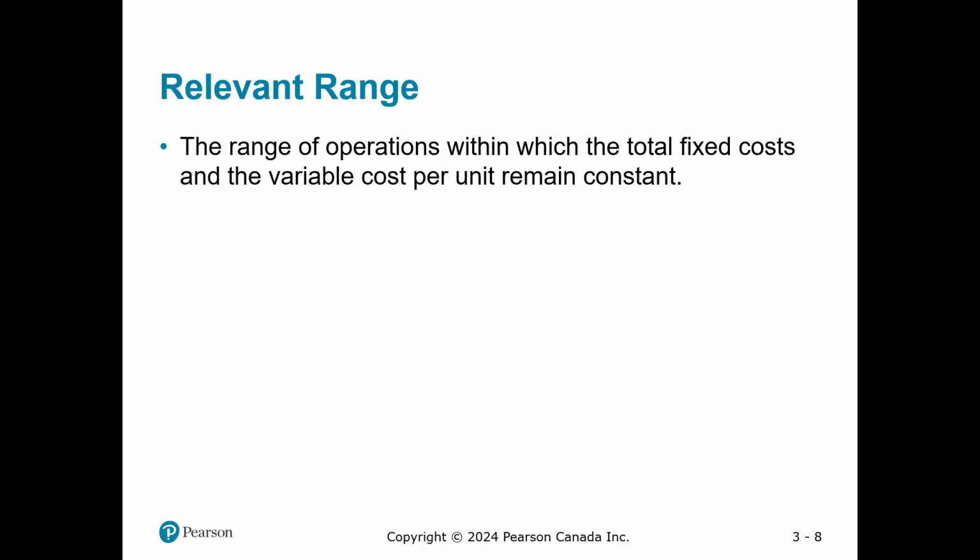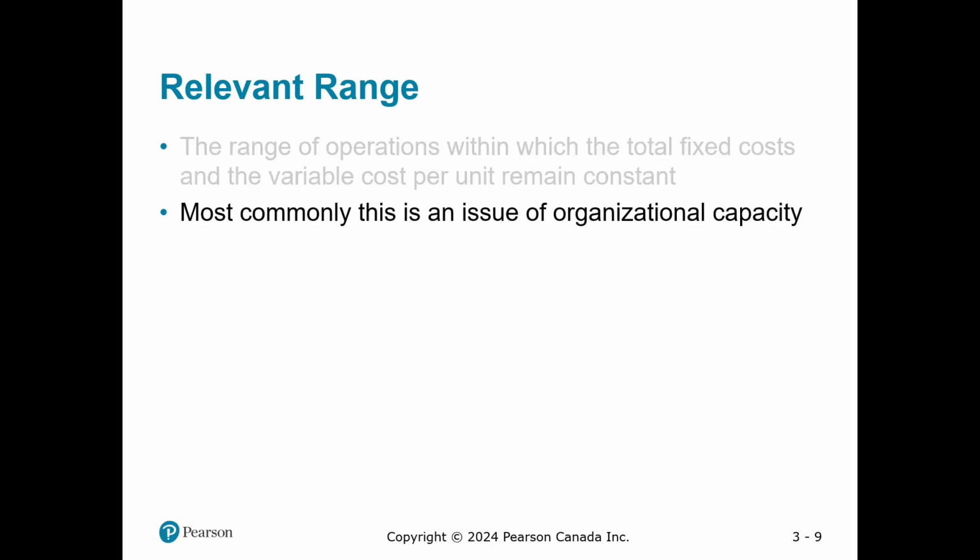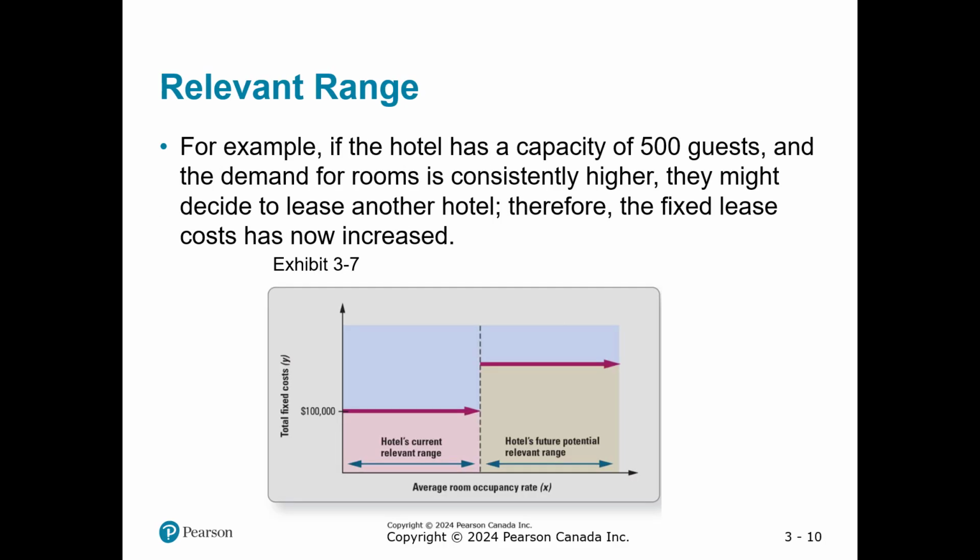Relevant range is the range of activity within which the total fixed costs are constant and the per unit variable costs are constant. That may seem a bit confusing, but we're just going to expand on it for a second. For fixed costs, it's a capacity issue. To give an example of that, if the hotel has capacity, so number of rooms for only 500 guests, and then the demand for rooms is going to grow higher. So now we've got like 750 people who want to be there.